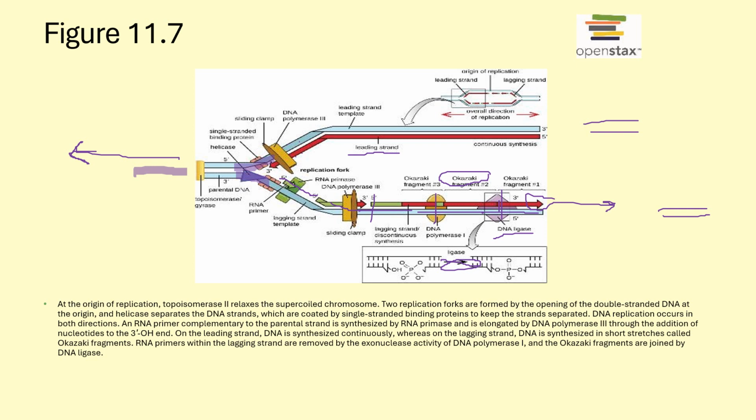So you find the origin of replication site. That's where you're going to start. You have your gyrase come in and untwist the DNA. Helicase separates the two strands. You put the stabilizing proteins on, and then the RNA primer starts the process.